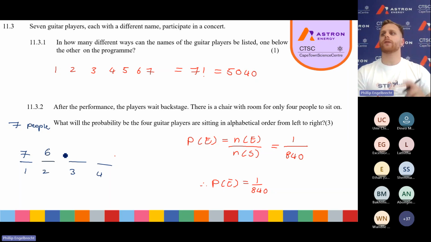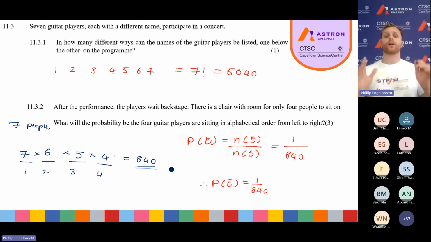Okay, so now 2 people are seated. Okay, how many people are left to fill up this third seat? It's 5 people. And finally, how many people are left to fill up this fourth seat? It is 4 people. And finally, what you do is you just multiply them together and you get that this is 840. So guys, this is the number of ways that these 7 people can actually be seated in that chair that only fits 4 people, okay?